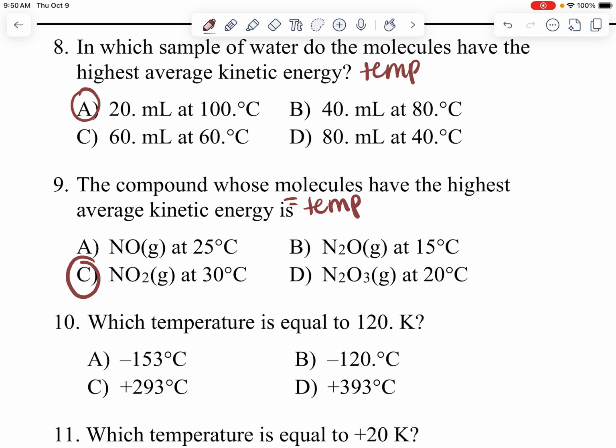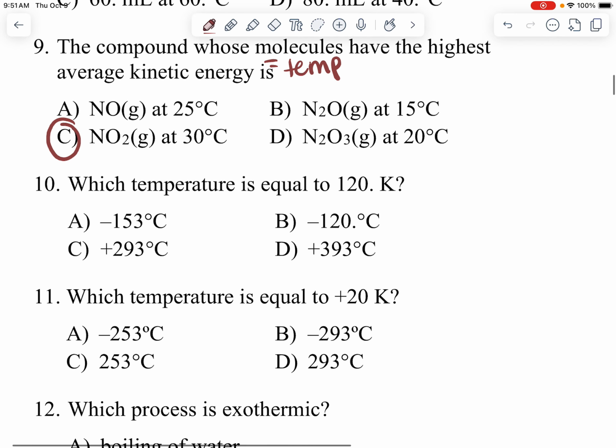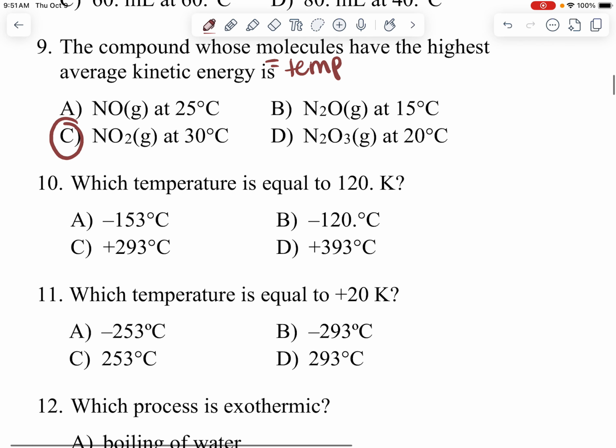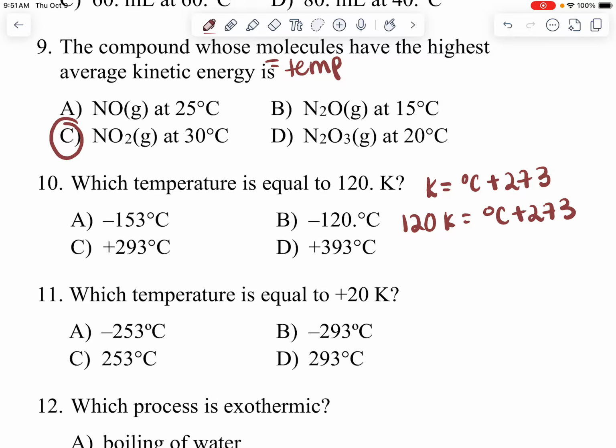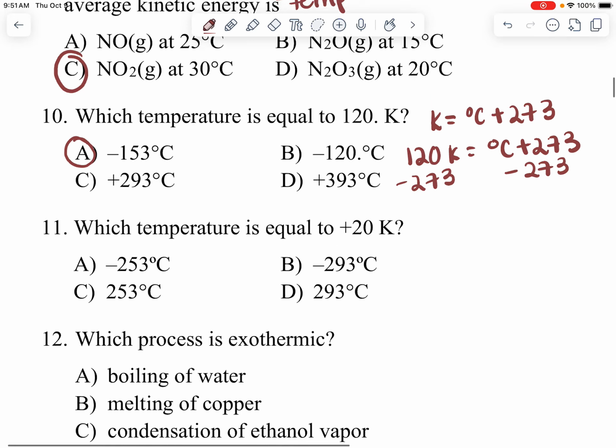All right, now there's a little bit of math in question 10. So we have 120 Kelvin. We want it in degrees Celsius. So look at Table T. Our equation is K equals degrees Celsius plus 273. Okay, so I know 120 K equals degrees Celsius plus 273. In order to clear out the right side, we have to subtract 273 on both sides. And you will get that 10 is A, negative 153.